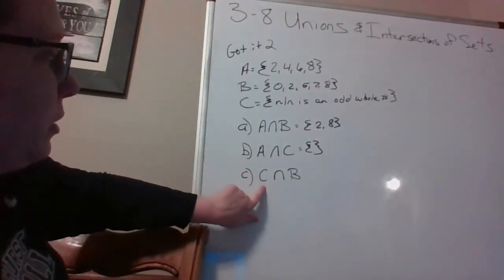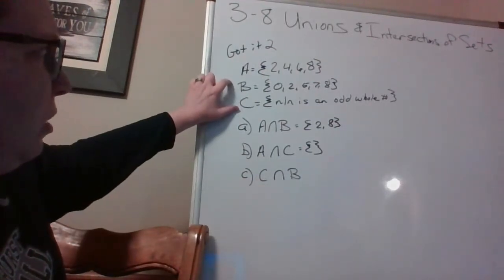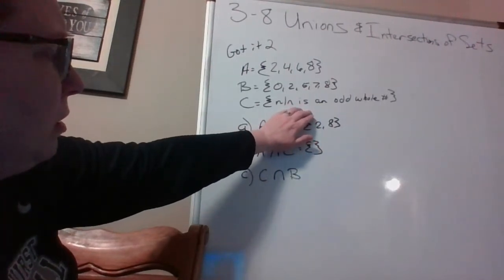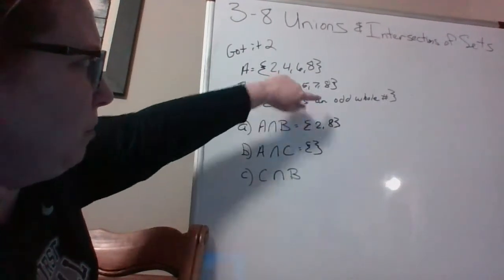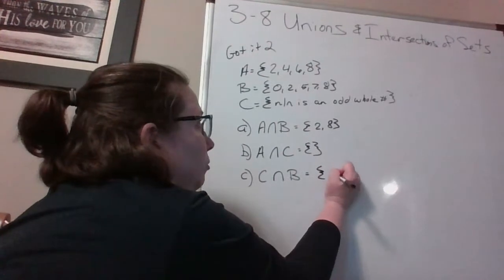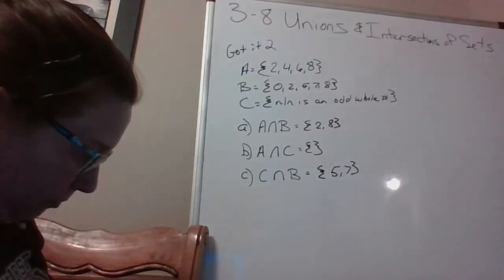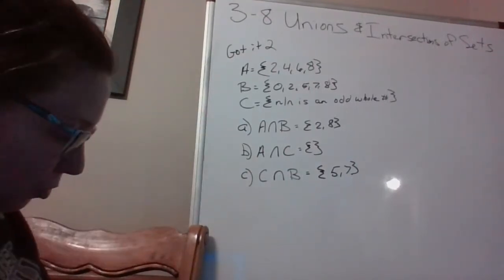Then the intersection of C and B, so let's see. We do have some odd whole numbers in set B, so the intersection of C and B would be those odd numbers, 5 and 7. So there you have it. That is Got It 2.